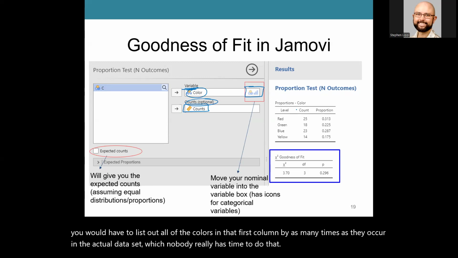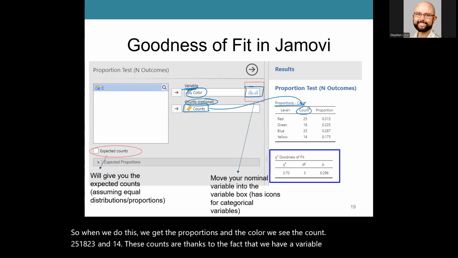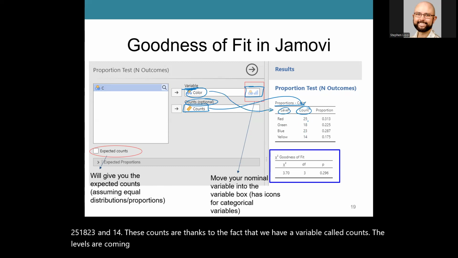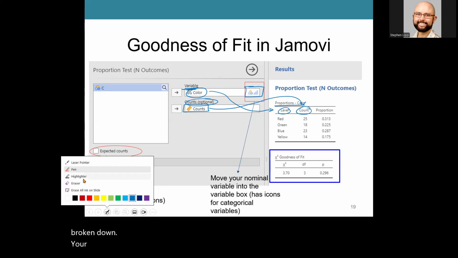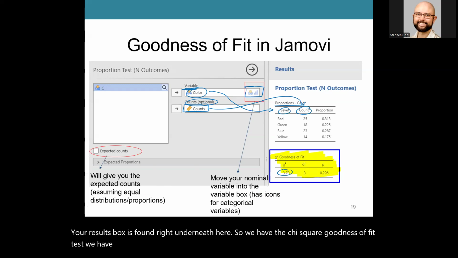So when we do this, we get the proportions in the color. We see the count, 25, 18, 23, and 14. These counts are thanks to the fact that we have a variable called counts. The levels are coming from the color variable, and then the proportion is just showing how this is broken down. Your results box is found right underneath here. So we have the chi-square goodness of fit test. We have our test statistic, 3.7, our degrees of freedom of 3, and our p-value being 0.296.